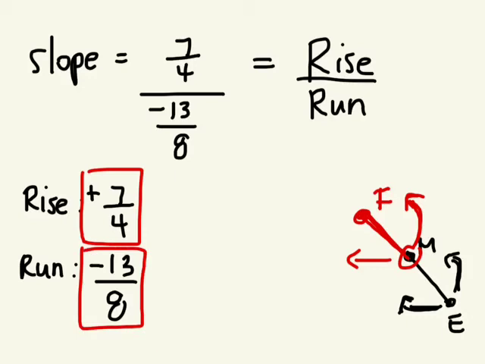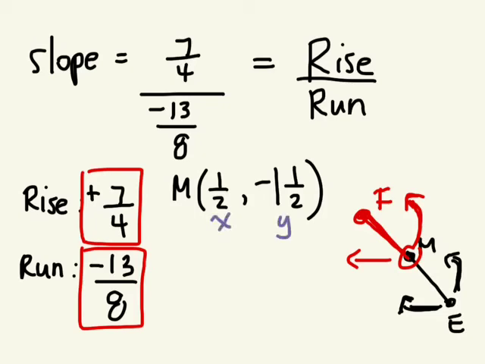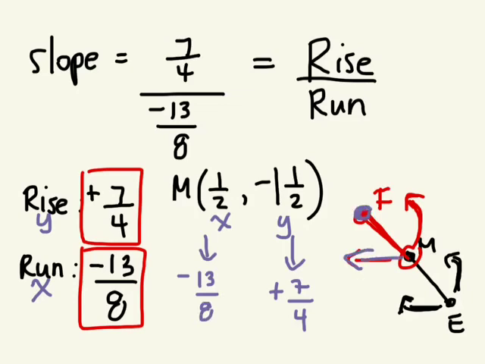What was our M point? Where was M located? Go back to your notes. Half and negative 1.5. Which part of this coordinate would show an increase in the rise and which one would show an increase in the run? Well, how do you read a coordinate? X, Y, right? Is the rise X or Y? Y. Is the run X or Y? X. So from negative 1.5, we have to rise 7 over 4, and from half, we have to run negative 13 over 8 in order to get to the end point.